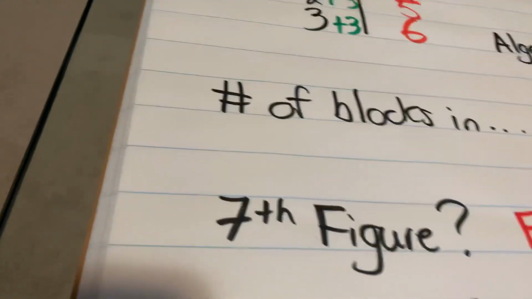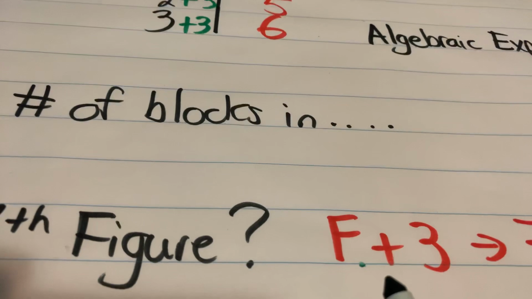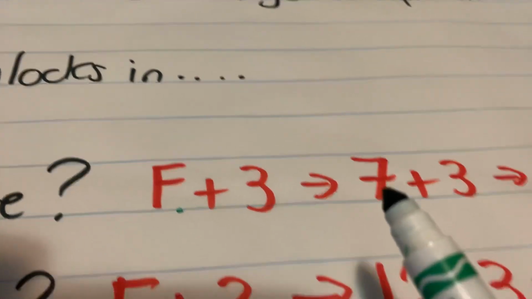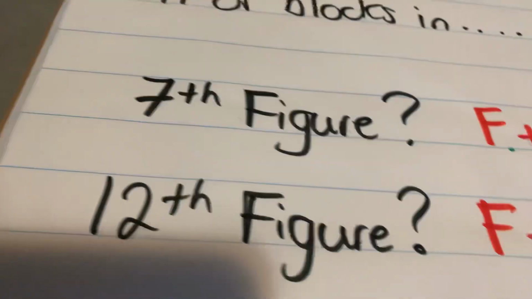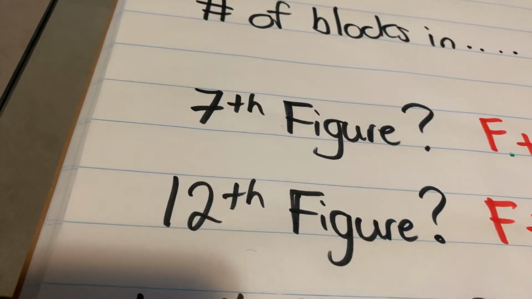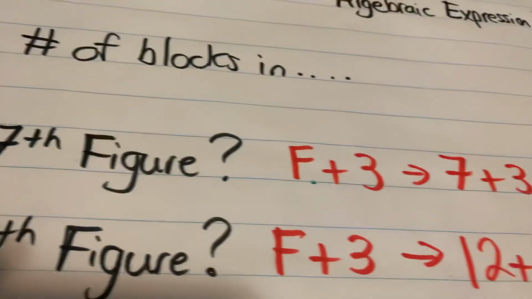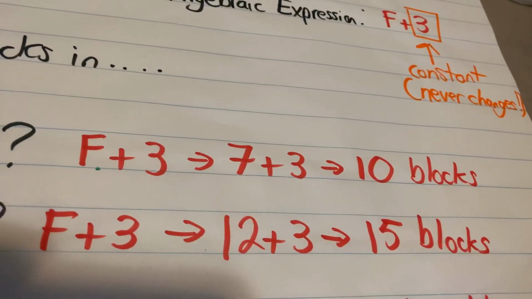So, what if I wanted to find out the number of blocks in the 7th figure? Well, all I would have to do is take my algebraic expression. Remember, it's an expression because it doesn't have an equal sign. f plus 3. Take out the f and put in the 7, and then just do 7 plus 3. So, 10 blocks. What if I wanted to find out for the 12th figure? My expression, f plus 3. Take out the f, put in the 12. 12 plus 3, 15 blocks.